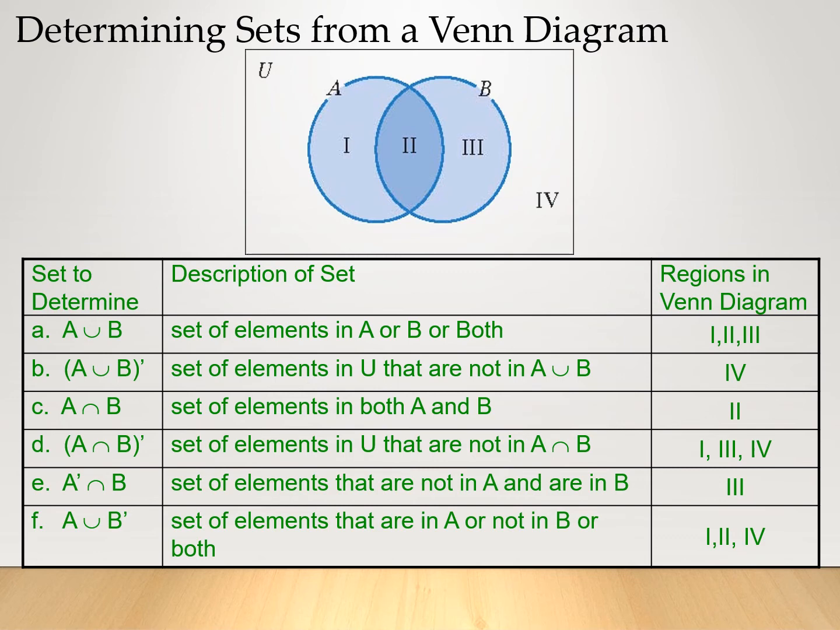And the last one, A union B prime, it is the set of elements that are in A or not in B or both. So the regions representing this one are 1, 2, 4.